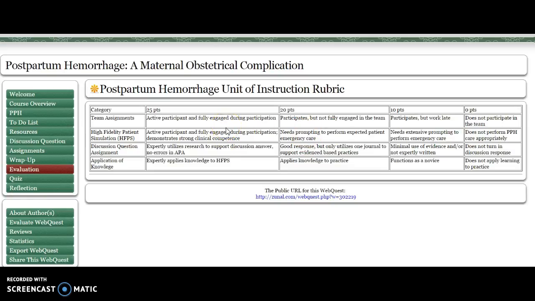I've noticed in simulations that there are definite leaders who take charge of the situation, and there are those that stay off to the back. Given the opportunities to switch roles, those students might find themselves more talkative. As instructors, we can rotate those leadership positions during the scenarios. Active participation in the simulation and development of their discussion questions and the application of the knowledge, so that was very good.